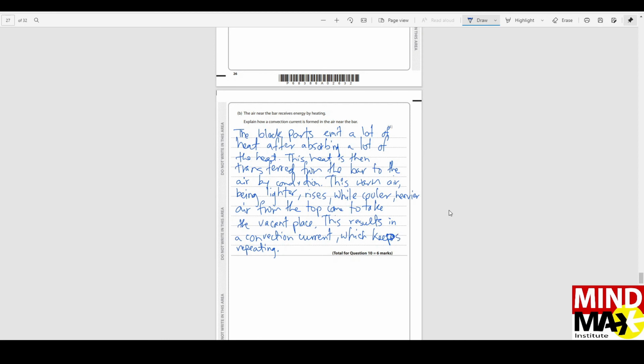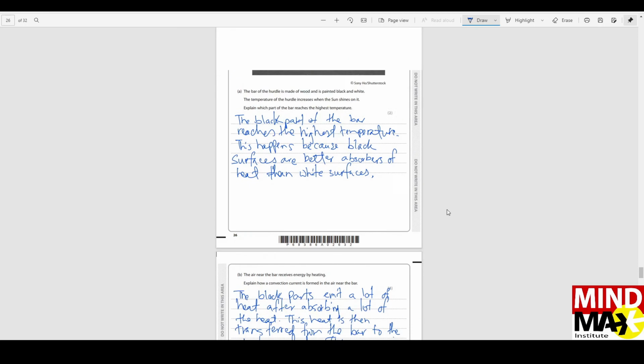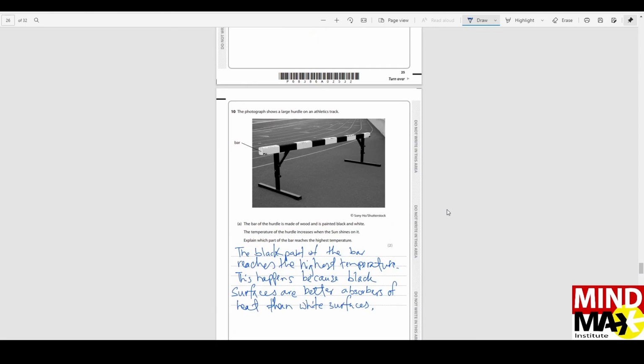So the black parts emit a lot of heat after absorbing a lot of the heat. The ones which absorb a lot of heat also emit a lot of heat, right? So the black parts, after absorbing a lot of heat, start emitting the heat to the outside. This heat is then transferred from the bar to the air by conduction, right? Conduction is the process by which the heat is transferred from the bar onto the air.